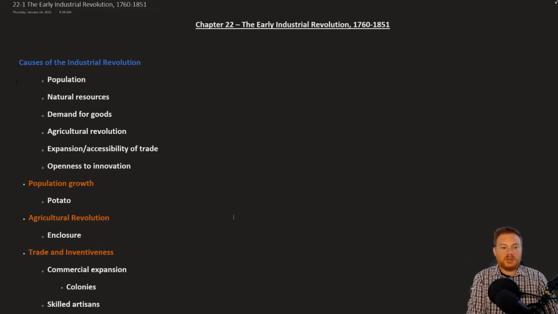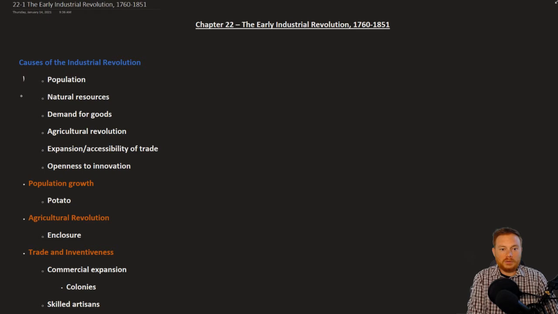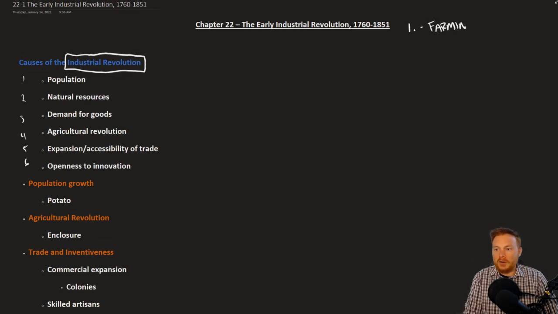So we've got here just pretty much a laundry list of all the causes for the Industrial Revolution. 1, 2, 3, 4, 5, 6. We'll talk a little bit more about these things in detail, but let's go ahead and just define this term, the Industrial Revolution, because it is a rather important and significant event in world history. In fact, it's arguably the second most important event in the history of Homo sapiens. The first one being perhaps the discovery of farming.